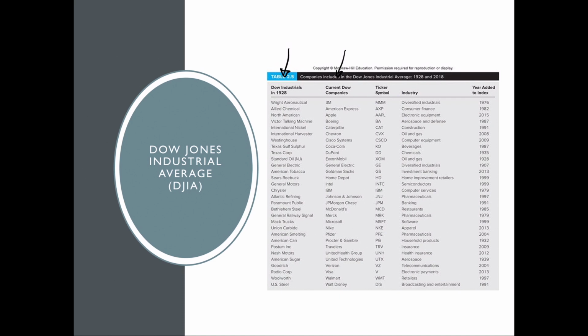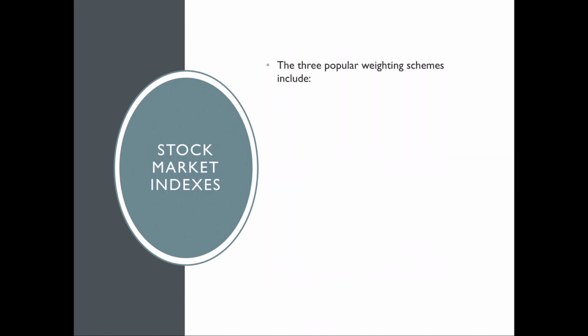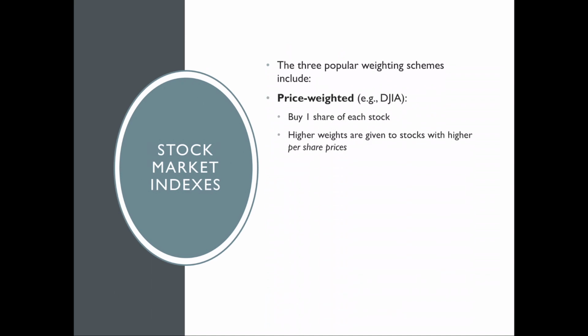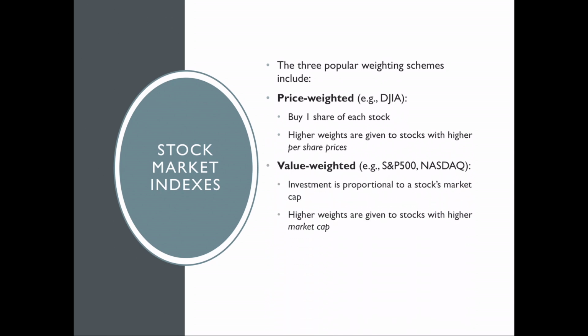But continuing on with stock market indexes, there are three popular weighting schemes. The first is price weighted. For example, the Dow Jones: with price weighted, you buy one share of each stock. Higher weights are given to stocks with higher per share prices. You also have value weighted, which is the S&P 500 and NASDAQ. This is where you have investment that is proportional to a stock's market cap. So higher weights are given to stocks with higher market capitalizations, and they have higher weights as a component of the overall index.